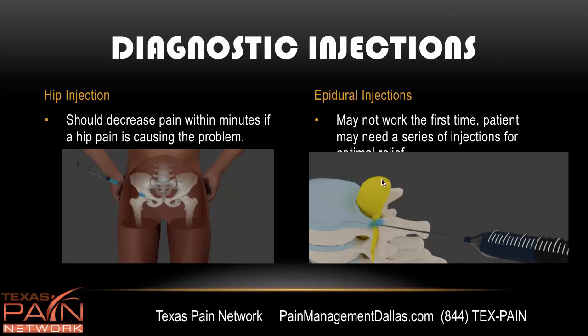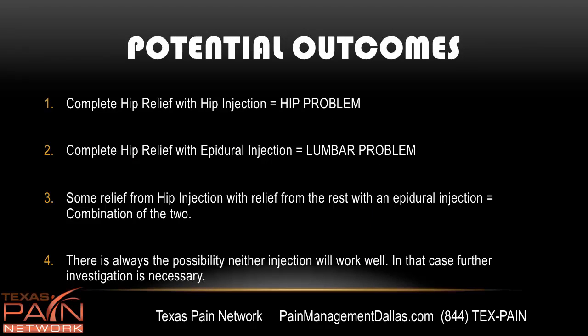Epidural injections may not work the first time. You may need a series of injections, but what the pain doctor will do is put some numbing medicine right around the area of the nerve root pinching, and that can give significant relief. So here are the potential outcomes. If you get complete hip relief with a hip injection, you know it's a hip problem. If you get complete hip relief with an epidural steroid injection, you know that it's a lumbar problem that's causing referred pain in the hip.